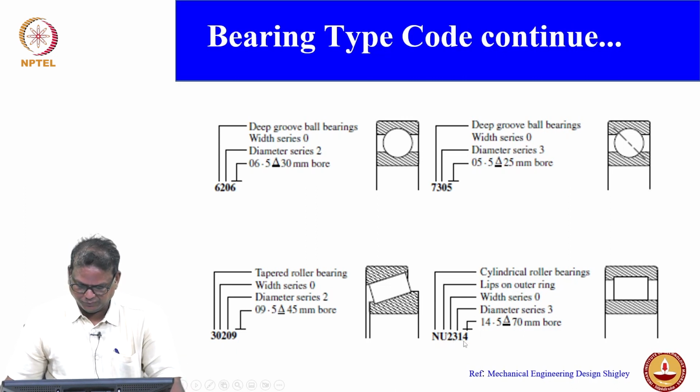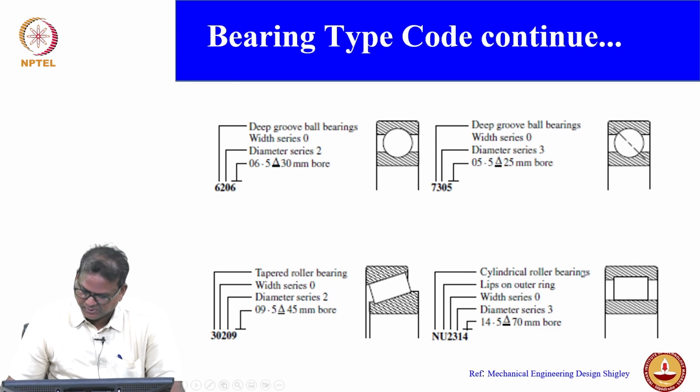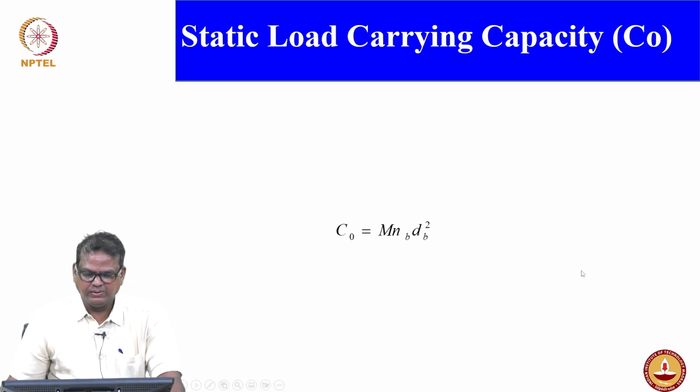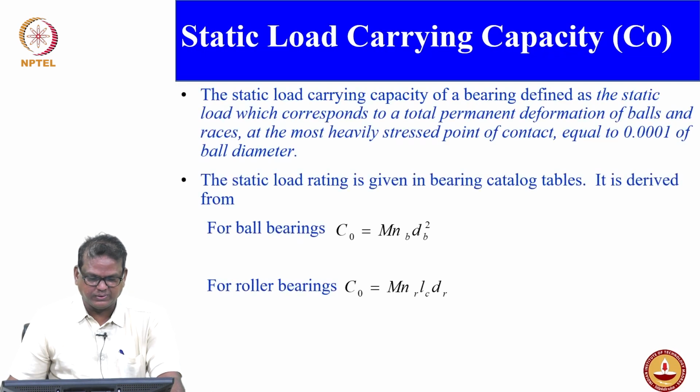NU 2314, 14 into 5, 70 mm is the bore diameter. Then we have a diameter series and width series, and this is for the lips. This portion is called lips. That's the lips aspect. N is the cylindrical roller bearings aspect. This is very important. This is for load carrying capacity.